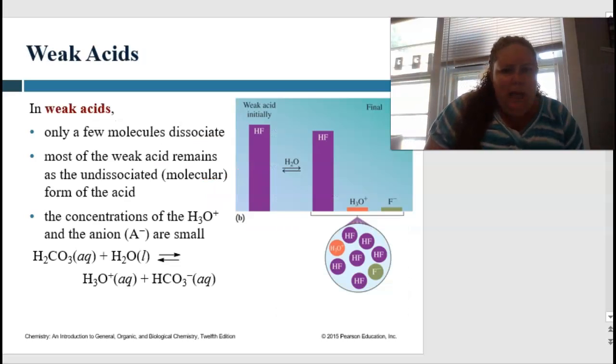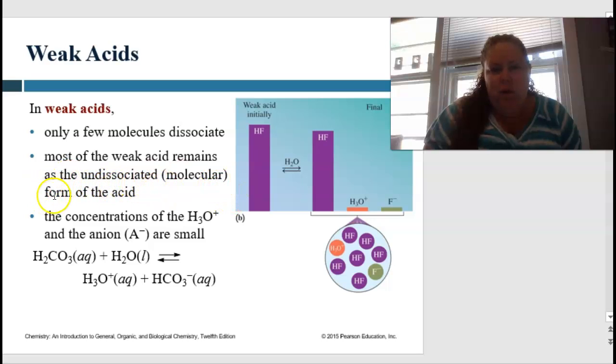Your weak acids are ones where only a few molecules dissociate, instead of 100% as in the strong acids. So most of the weak acids remain as the undissociated molecular form of the acid, and the concentrations of H3O+ and the anion are small. So again, here is your equation: H2CO3 plus H2O going back and forth to form H3O+ and HCO3-. You can see a weak acid only partially dissociating.